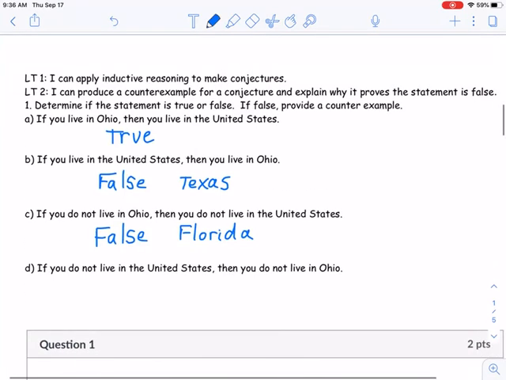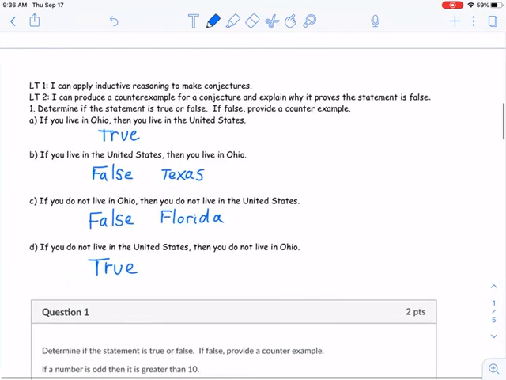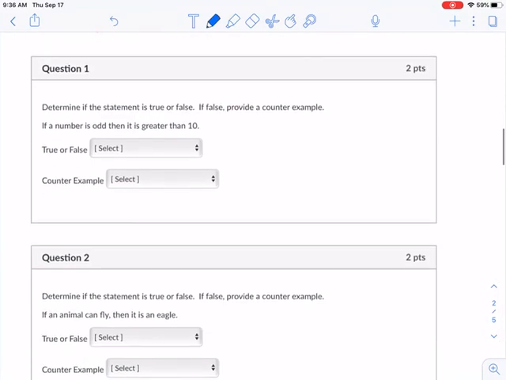And the last one, if you do not live in the United States, then you do not live in Ohio. So if you don't live in the United States, that means you live in a different country. So there's no chance you can live in Ohio. So that's true. All right? Answer these follow-up questions.